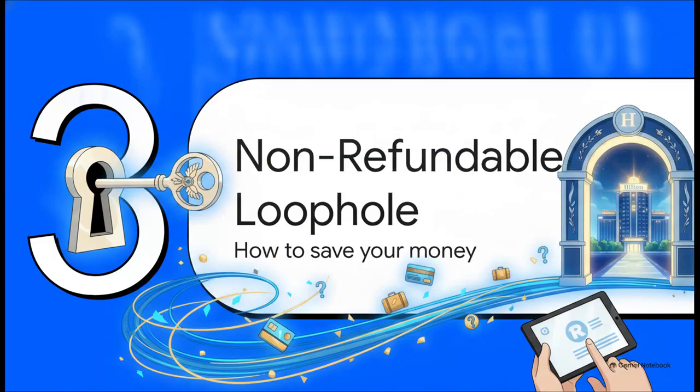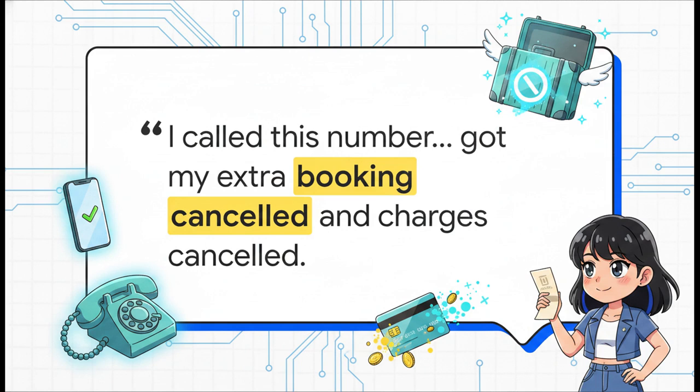Now for the really interesting part. Section 3, the non-refundable loophole. So what happens if you booked an advance purchase rate, your plans crash and burn, and the website says no refunds are allowed? Well, there's actually a fascinating, totally legitimate workaround hidden deep in Hilton's terms and conditions. As this Reddit user points out from their own real-world experience, a non-refundable booking doesn't always mean your money is gone forever.